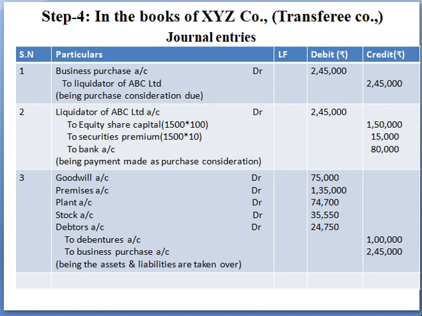Suppose in the same problem, if there is any information about the statutory reserve, then you have to pass one more entry. It is a fourth one: amalgamation adjustment account debit to statutory reserve. But in this problem, such statutory reserve is not given. So the problem is over with these 3 entries.